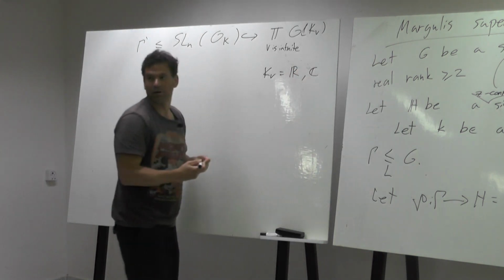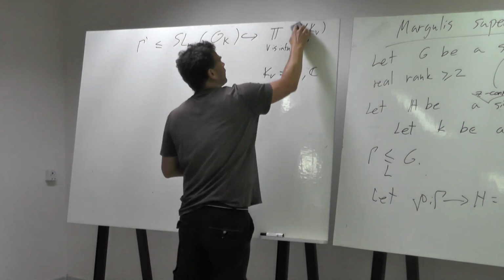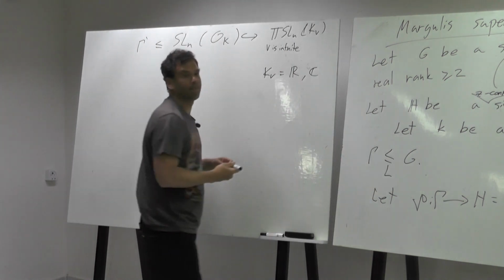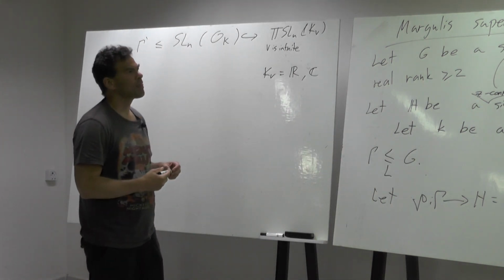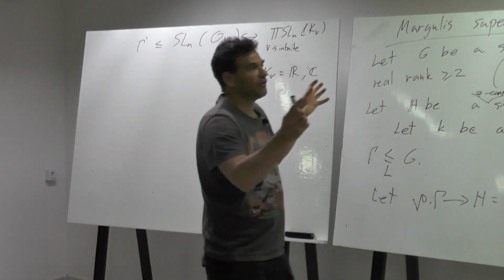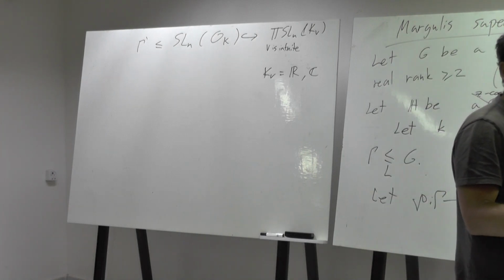Like you mean SL_N? SL_N. G is SL_N, but everything I do works for any G. Is G a form of SL_N or something? No, I didn't change the group. I just changed the valuation. It's the same SL_N.